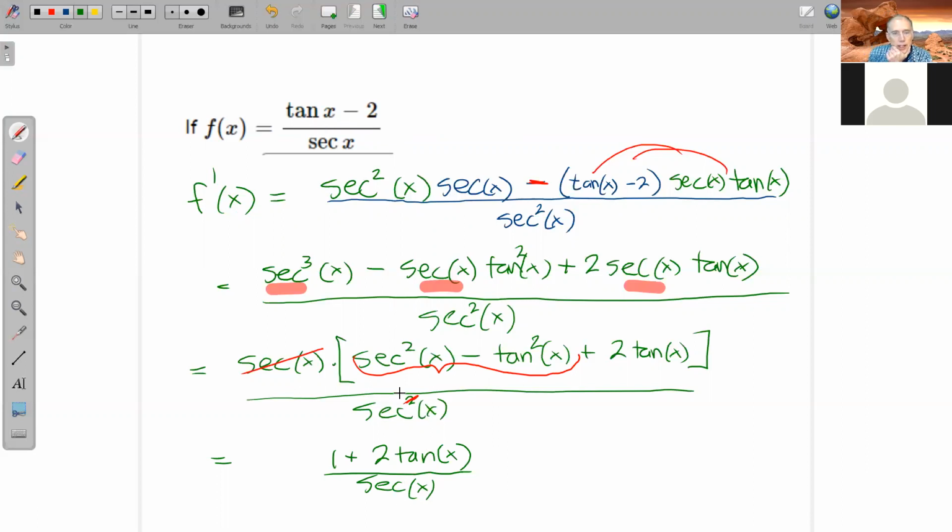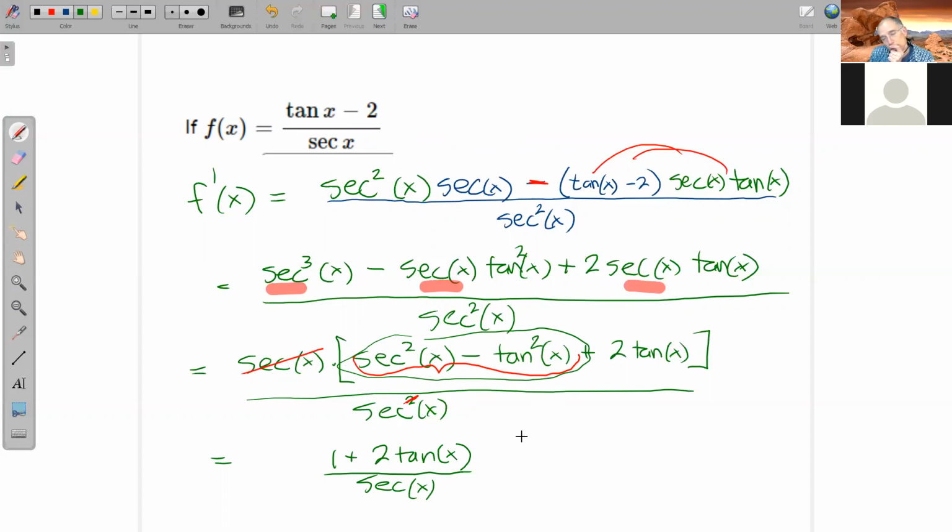So let's see, did we get that right? Did we mess anything up? Derivative of the tangent is secant squared times the secant, minus tangent squared minus 2 times the derivative of the secant, which is secant tangent. That looks good. Factored out a secant, canceled. Pythagorean identity here says that's 1.